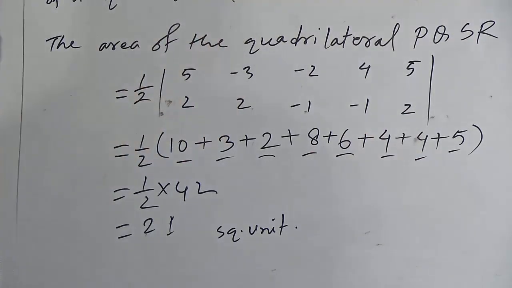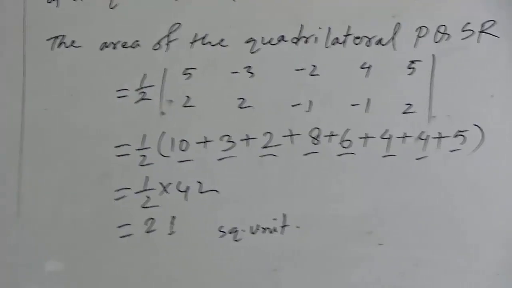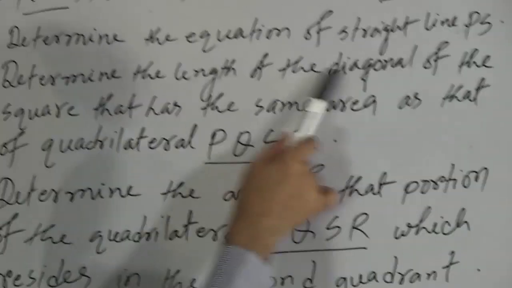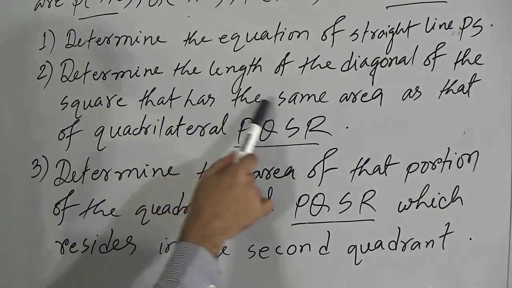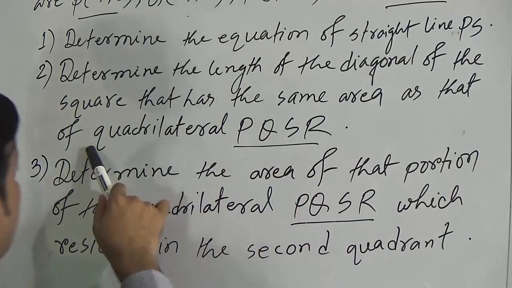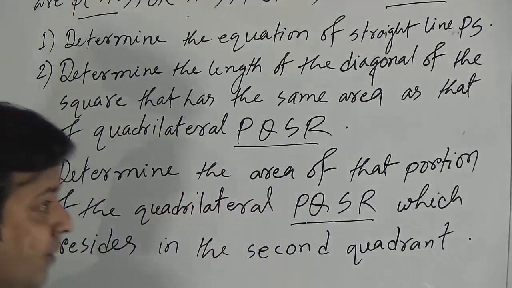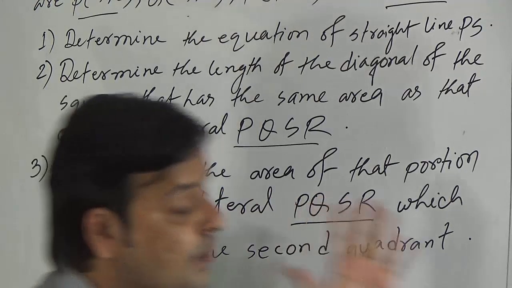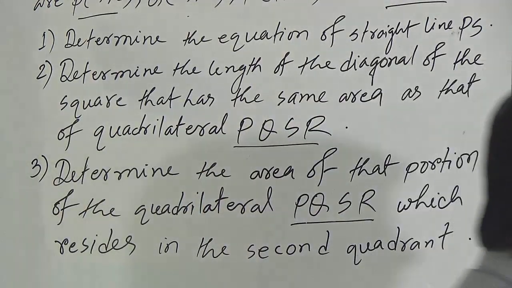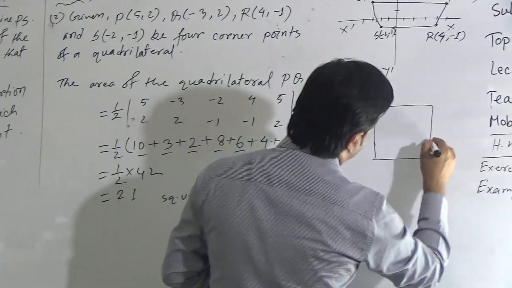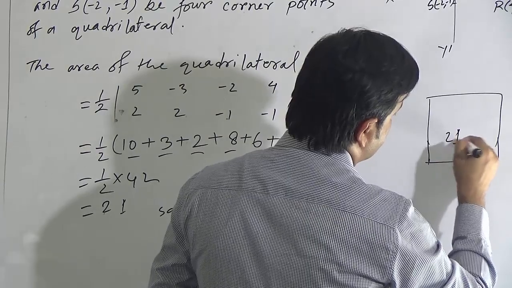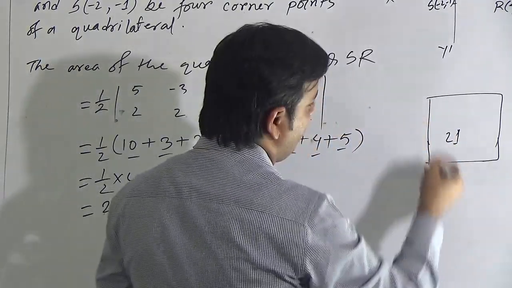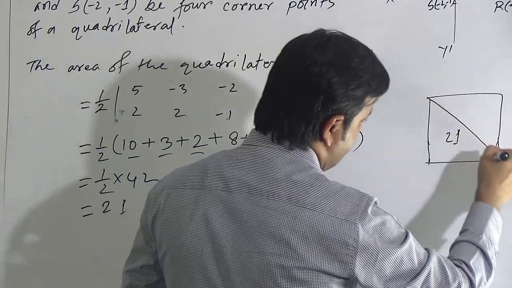Dear students, now read the question carefully again. Question 2: Determine the length of the diagonal of the square that has the same area as that of quadrilateral PQSR. It means that you have to consider a square whose area is equal to the area of the quadrilateral PQSR. Suppose this is the square. Its area will be 21 square units. Now we need to determine the length of the diagonal.